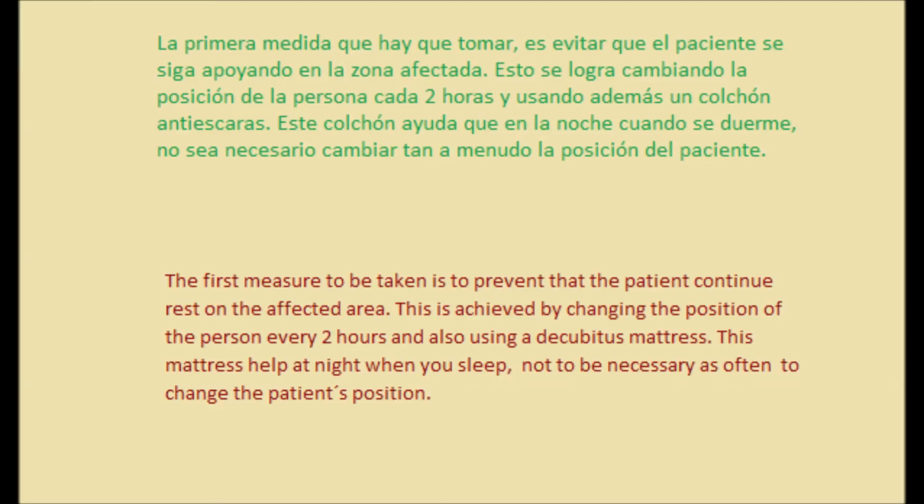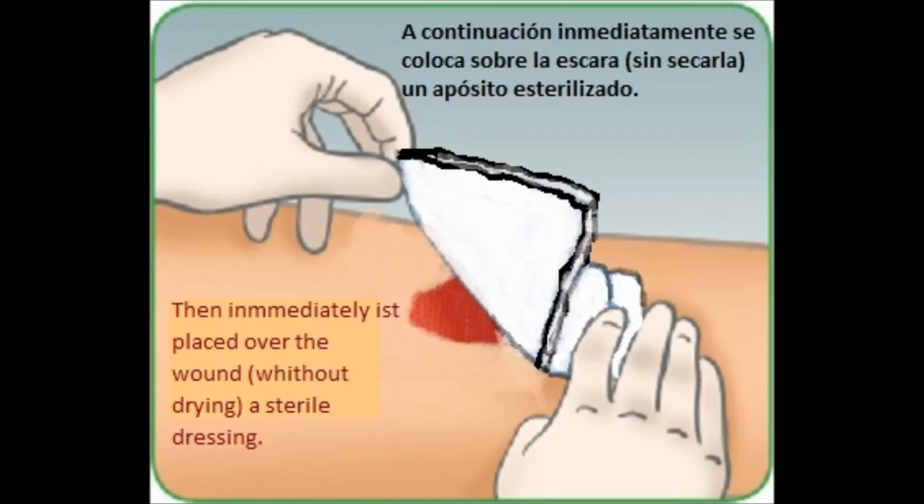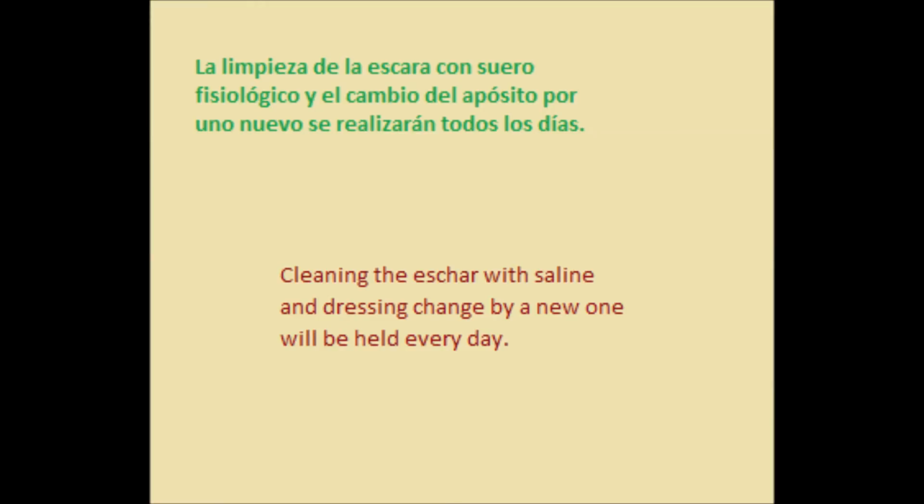The first measure to be taken is to prevent the patient from continuing to rest on the affected area. This is achieved by changing the position of the person every 2 hours and also using a decubitus mattress. This mattress helps at night when you sleep, so it is not necessary to change the patient's position as often. Now comes the stage of cleaning the sore with abundant saline, sodium chloride 0.9%. Then immediately a sterile dressing is placed over the wound, without drying. Cleaning the sore with saline and changing the dressing for a new one will be done every day.